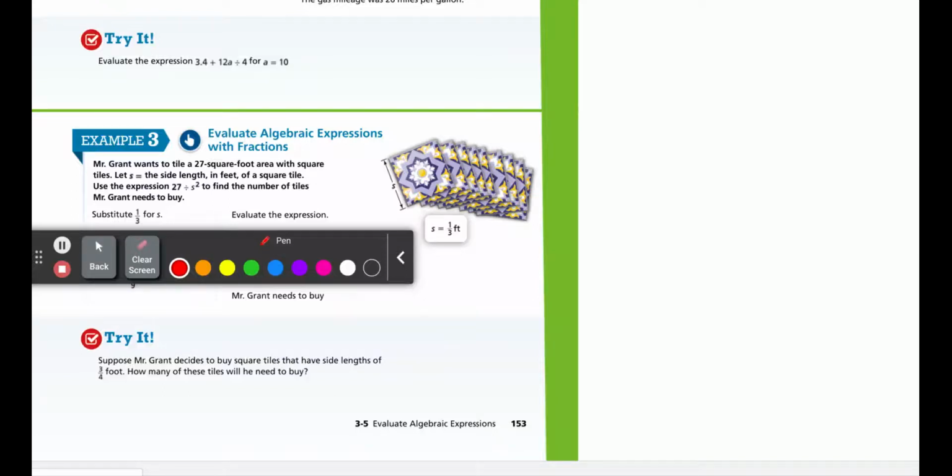This is lesson 3.5b. We're going to continue evaluating algebraic expressions. So we're going to be plugging in a value for the variable. This time we're going to be working more with decimals and fractions. So open up your notebook to the next blank page. Write 3.5b on the top, and let's look at example 3 here.